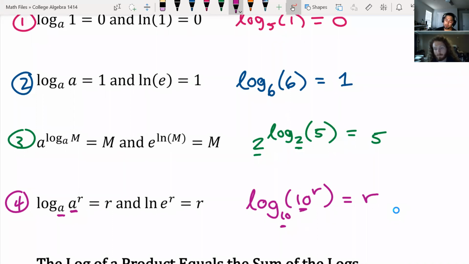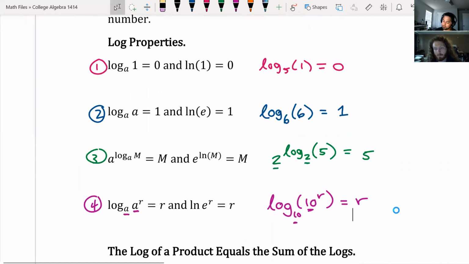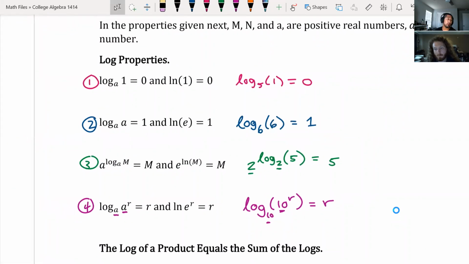All right. So those are some fun log properties. More to go.